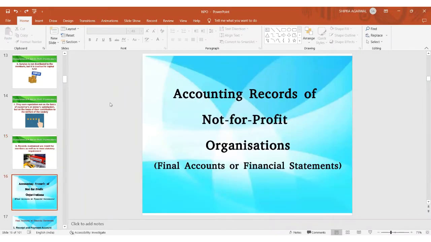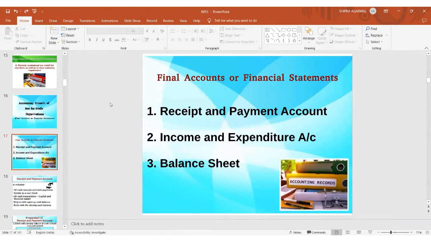Now, when we are talking about these NPOs, let's try to get into the intricacies related to the final accounts or the financial statements of your non-profit organizations. With respect to your final accounts or financial statements of non-profit organizations, first of all, you prepare three things. And those three things are receipt and payment account, income and expenditure account, and balance sheet, right? Balance sheet is the same as what we have studied till now. Your trading and P&L account is replaced by income and expenditure account. Fine. And one more account is there in this case, that is your receipts and payment account.